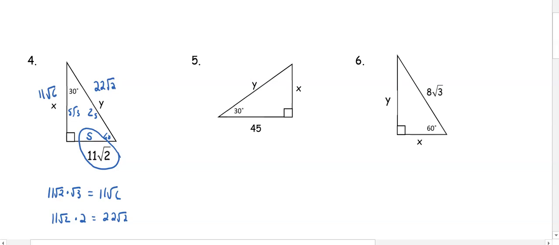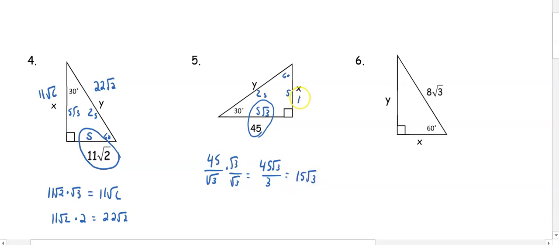In number 5, when we label our sides, the missing angle is 60 degrees, so we have S, S root 3, 2S. This time our value is on the S root 3 side, so we need S. So in order to get S, we are going to divide by root 3. 45 divided by root 3, when we rationalize, we get 45 root 3 over 3, which becomes 15 root 3. So S is 15 root 3. Then to get our 2S side, we are going to double that by multiplying by 2. So 15 root 3 times 2 gets us 30 root 3.